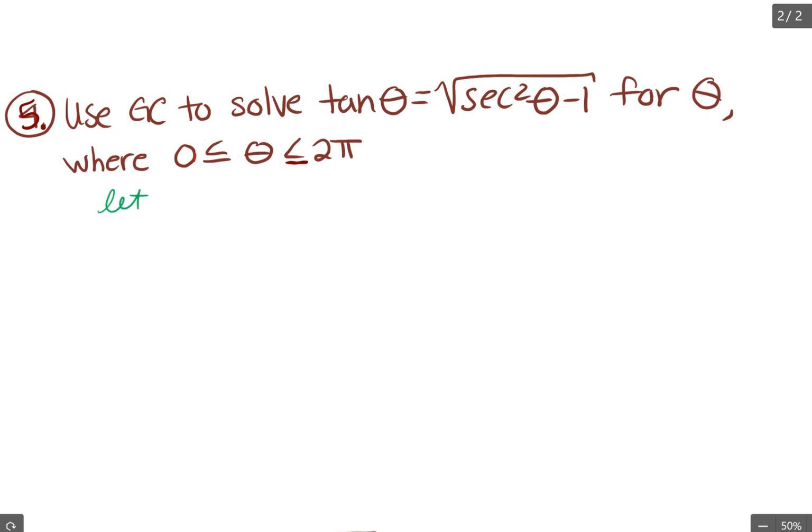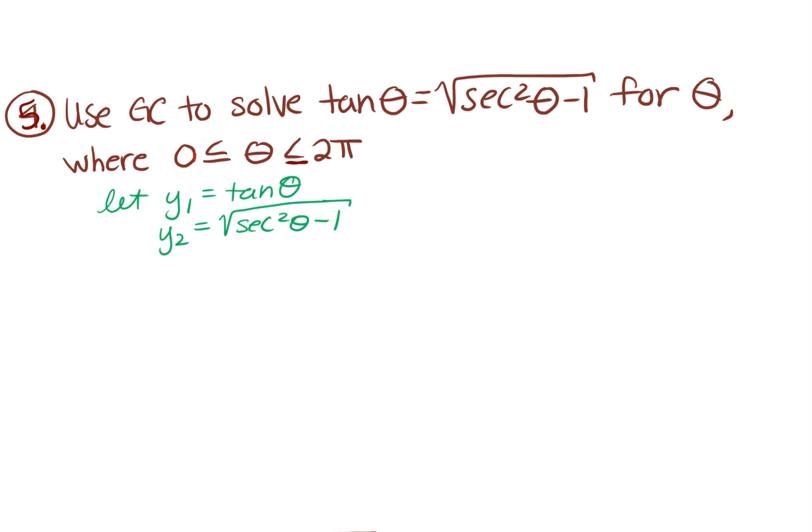You're going to let y1 equal, tell me what you're going to plug into y1. So y1 is tangent of theta. And then you're going to let y2 equal the right-hand side, the square root of secant squared of theta minus 1. You don't want to use an identity and manipulate that at all, because that's the whole point of what we're doing here. So you want to type it in exactly how it is.